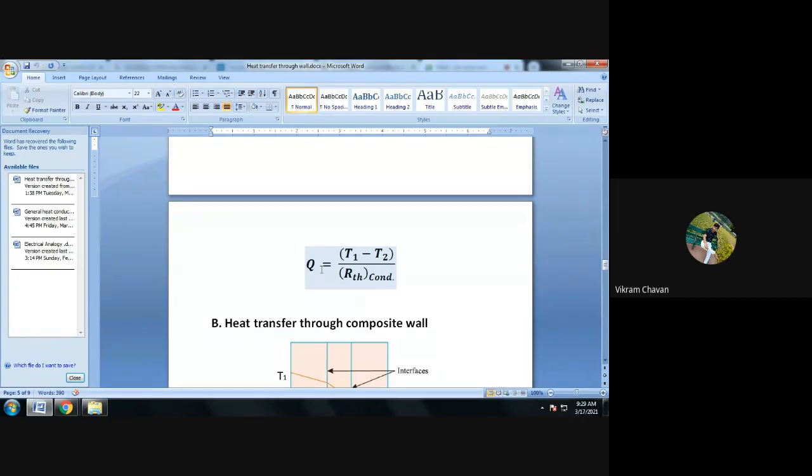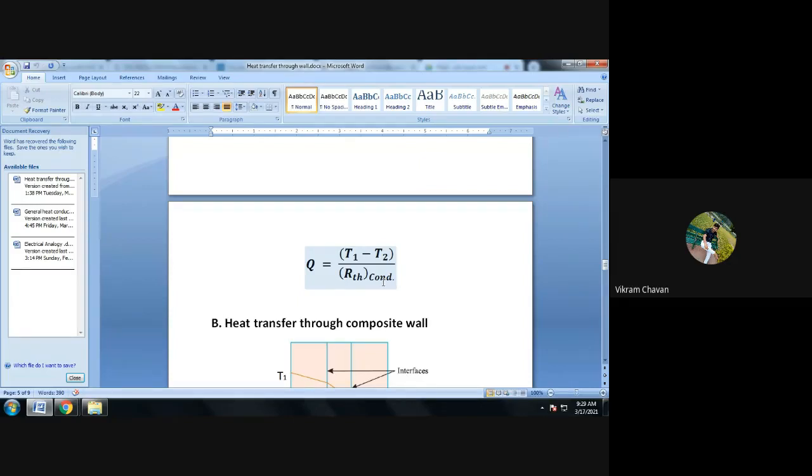(T1 minus T2) divided by R_th conduction. So this is the thermal resistance for conduction heat transfer, R_th (conduction). R_th means thermal resistance, and conduction shows that it is the resistance for the conduction heat transfer.